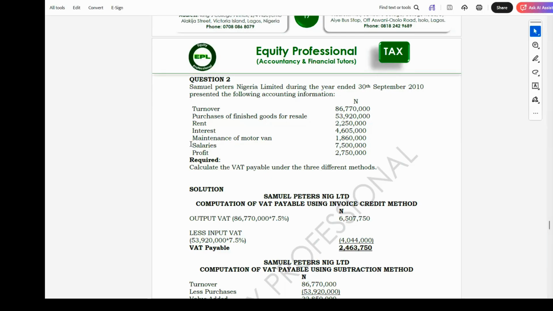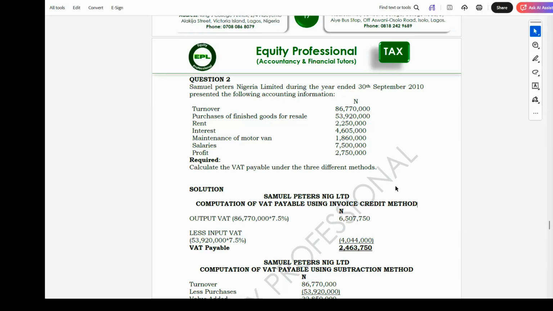So the difference between our output VAT and our input VAT will give us the VAT payable. That is for the invoice credit method. Apart from invoice credit method, we have the subtraction method. Under the subtraction method, I told you this involves the process of calculating the value added first.